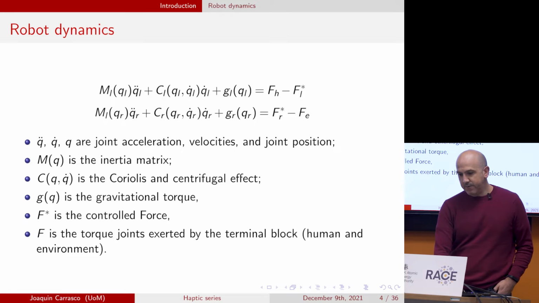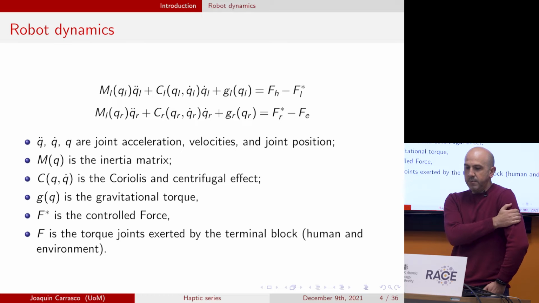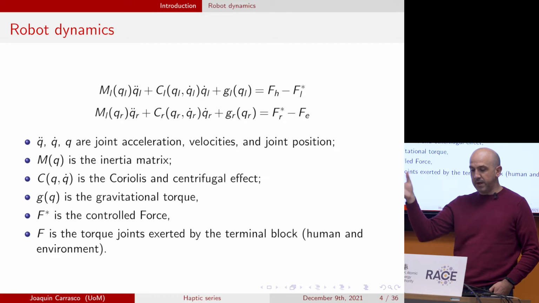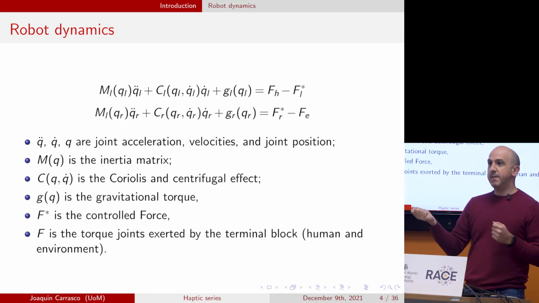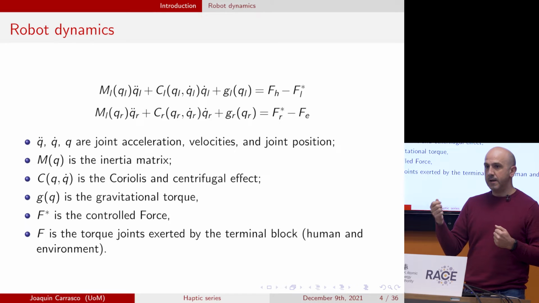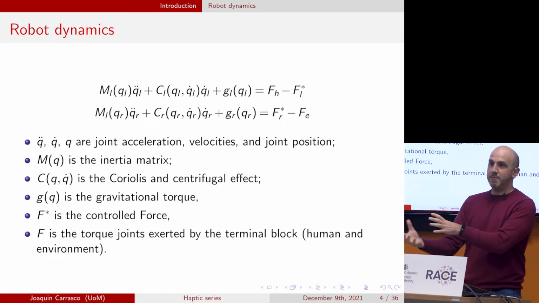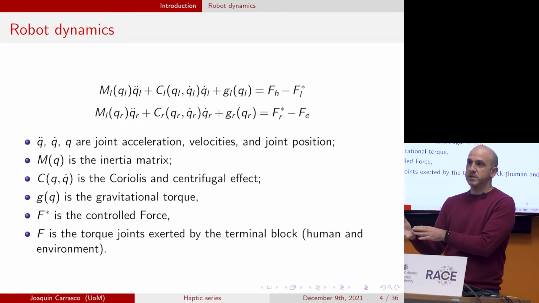And finally, we have the gravitational effect, G, that is going to give me, for different configurations of the robot, what the gravity is trying to do in this term here. In our problem, on the master side, or the local side, we will have the interaction between the force produced by the human and the forces that, if we have a haptic controller, the haptic controller can produce by itself.